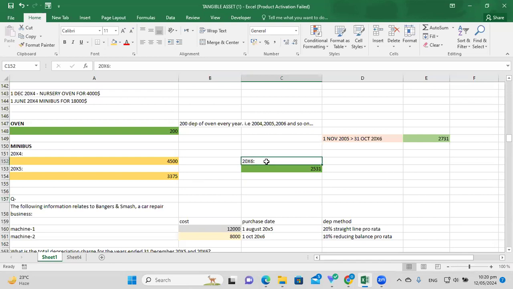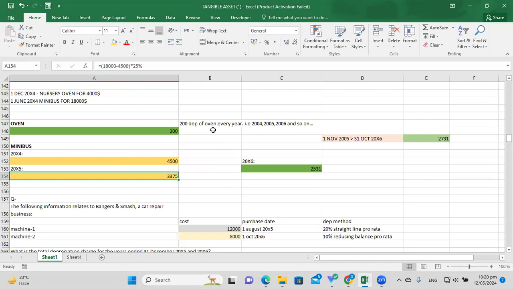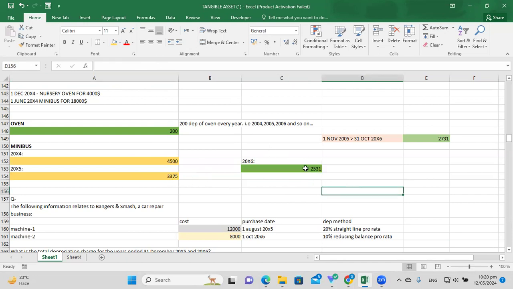Okay, now let's calculate it for 2006. In the same way, our carrying value at the end of 2005 was 13,500. How do we calculate it? Simple: cost minus the depreciation for 2004. So that was our 18,000 minus 4,500, so 13,500, and subtract the depreciation of the second year, which was 3,375. So now 13,500 minus 3,375 multiplied by 25%, you will get 2,531 depreciation for 2006.